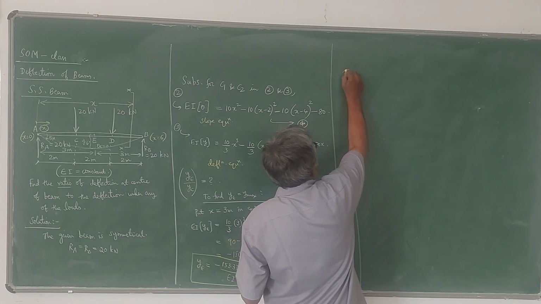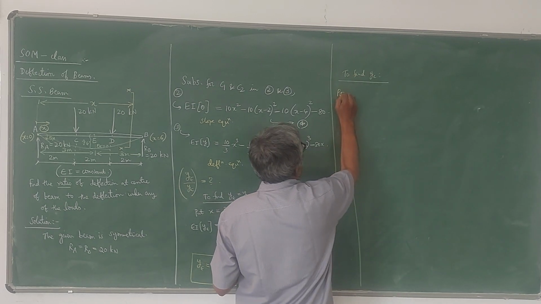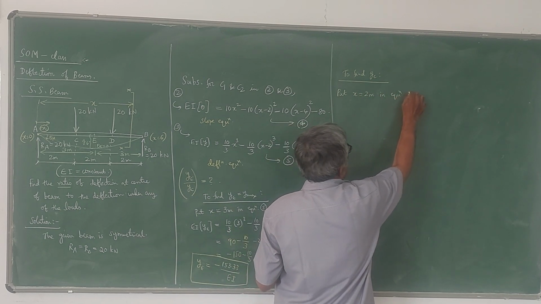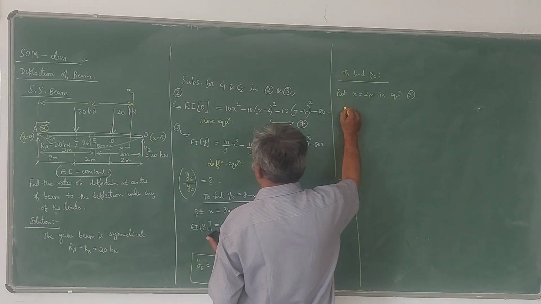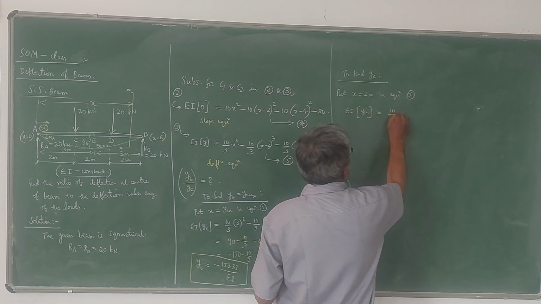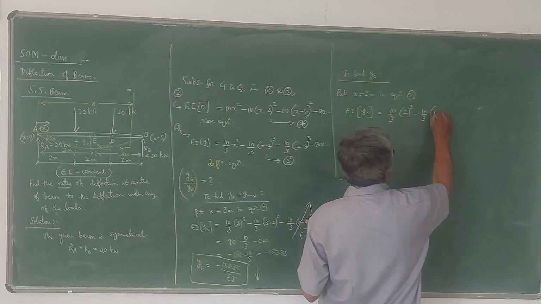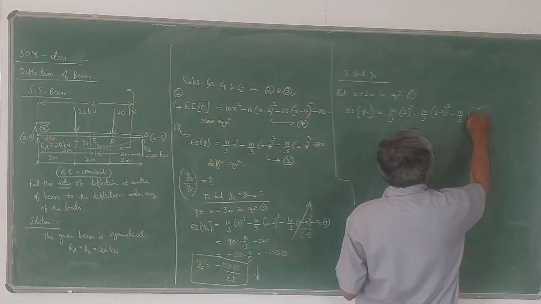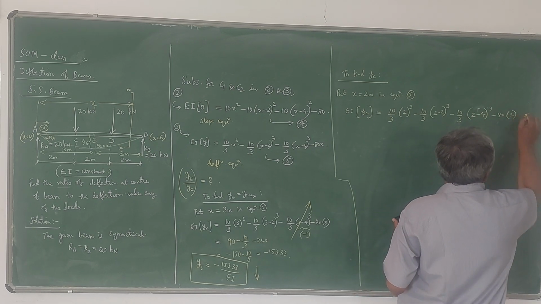To find YC, then we will take the ratio. To find YC, put x is equal to 2 meters in equation 5. So what can we write now? Equation 5, EI into y becomes YC is equal to 10 by 3 into 2 cube minus 10 by 3 into (2 minus 2) whole cube minus 10 by 3 into (2 minus 4) whole cube minus 80 into 2. This is what we get.